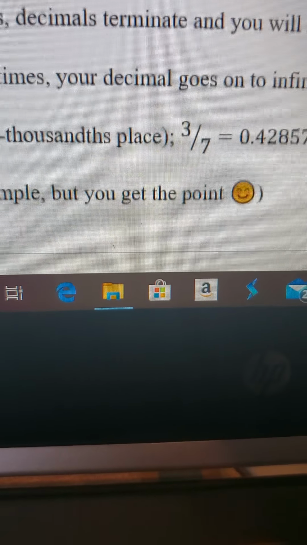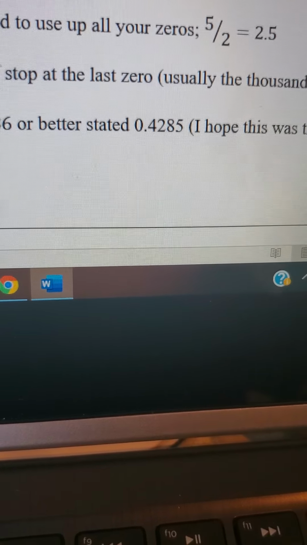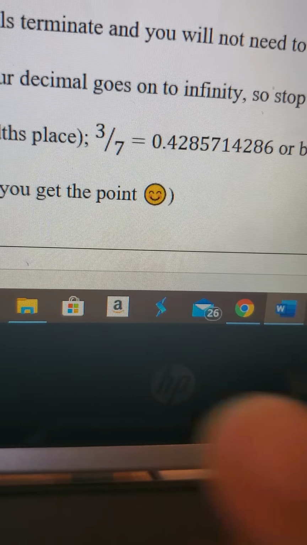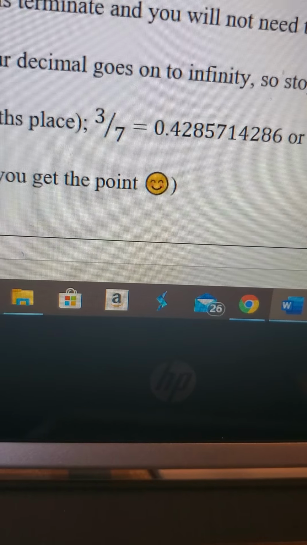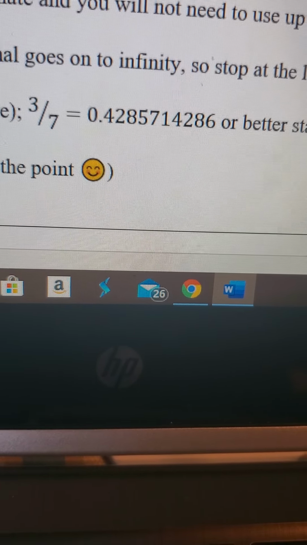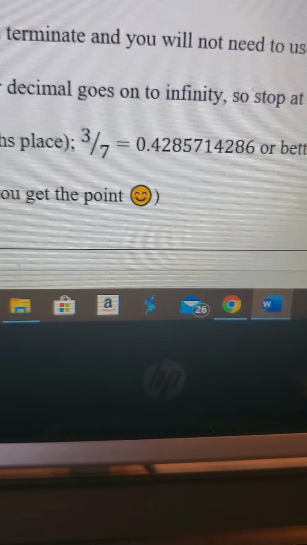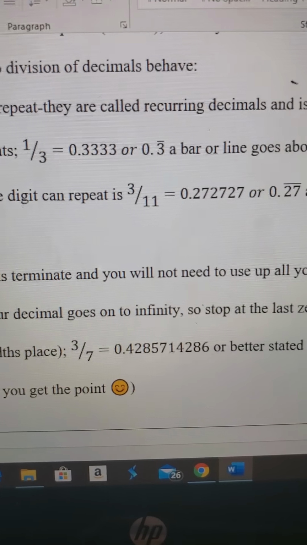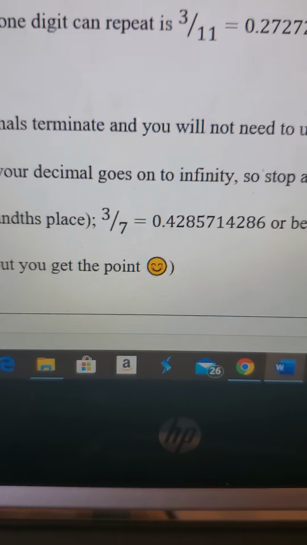All right, and then sometimes your decimals will go on to infinity. So stop at the last zeros, as I suggested, 3 to 4 zeros. I'm not sure if there's anything that repeats here, I just pulled this example off the cusp, but when you do the calculation, this is as far as the calculator took me. So like I said, your decimals will either terminate, recur, or go on to infinity. All right, so now let's do a couple of examples.